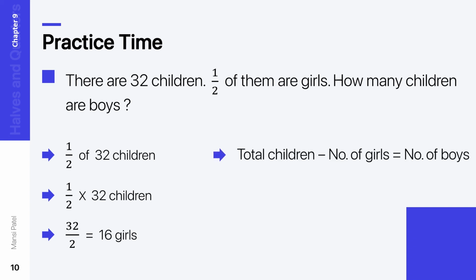Now the total number of children minus the number of girls. From the total number of students, we just subtract the number of girls. Then we get the number of boys. Now, the total number of children is 32. 32 minus 16 is equal to 16. So, how many boys are there? We can say that there are 16 boys.